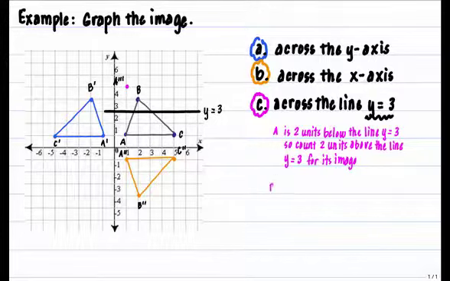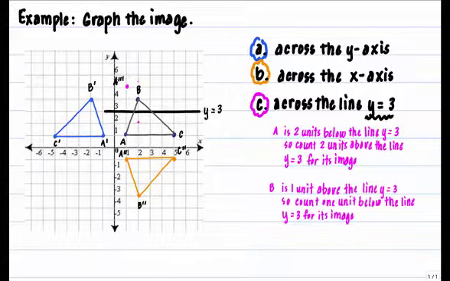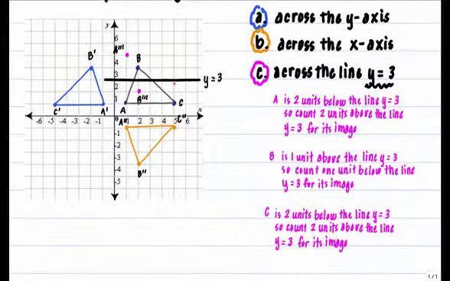Now B is 1 unit above the dark line y equals 3. So I'm going to graph B triple prime 1 unit below the line y equals 3. Point C is also 2 units below the line y equals 3, so I'll graph C triple prime 2 units above. Now I have the 3 vertices for my triangle, and all I need to do is connect them.